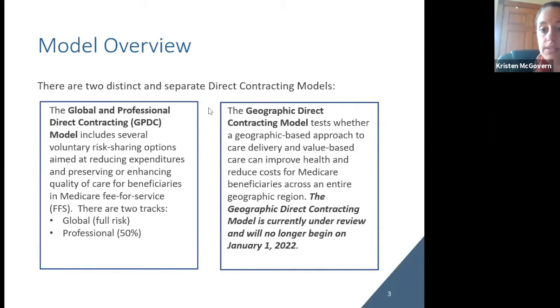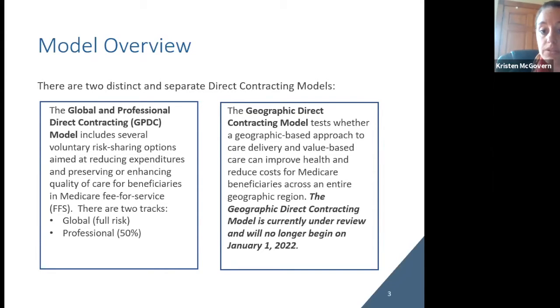There are two you can see here on the slide. There is a global and professional model, which is currently underway and being tested within a first cohort. And then there was separately the geographic direct contracting model, which was an entirely separate model that was to be tested through a different model program.